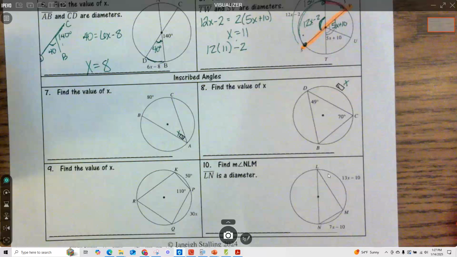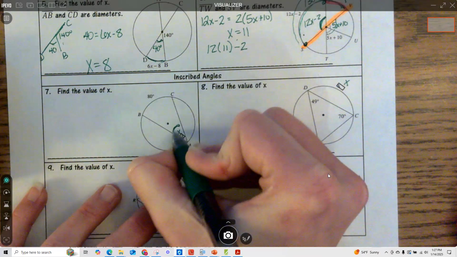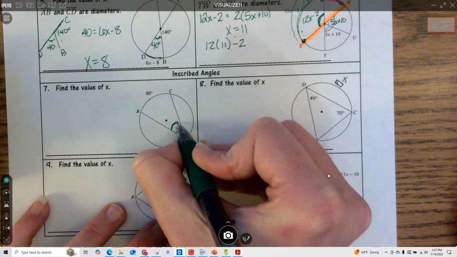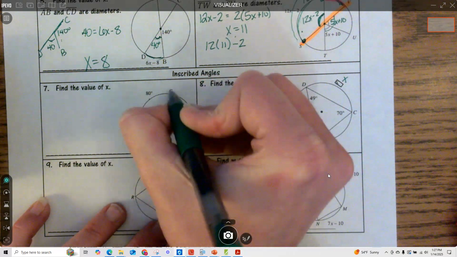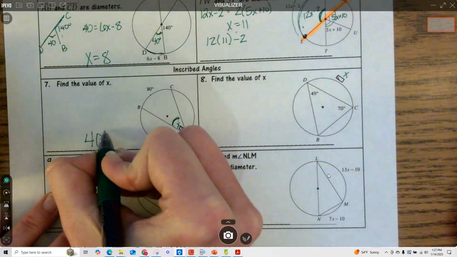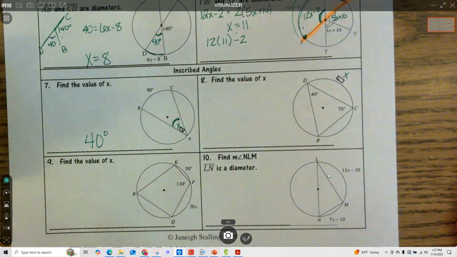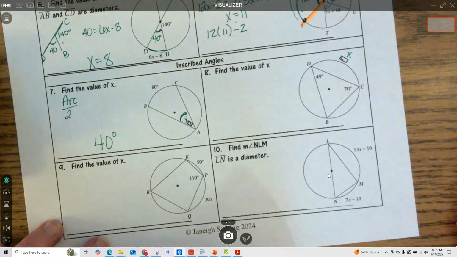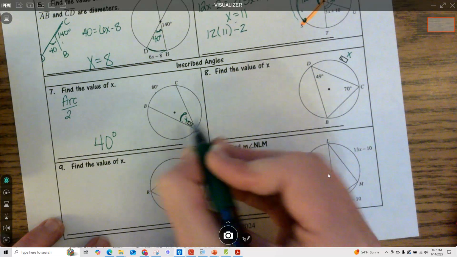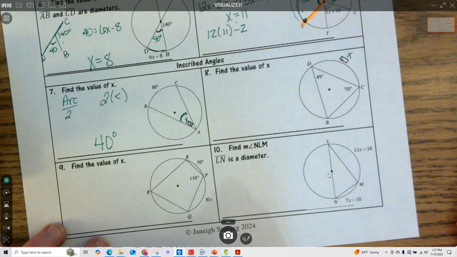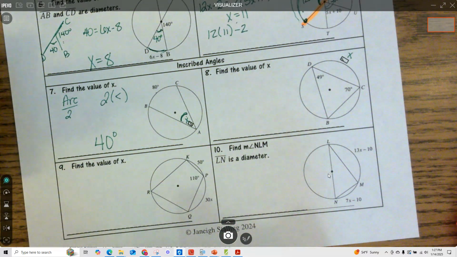Inscribed angles. So remember, the angle is half the measurement of the arc. So if I'm looking for this angle and the arc is 80 degrees, what's the angle going to measure? 40 degrees. Okay, the arc is bigger in this case. Take the arc and divide it by 2. If you know the angle measure, you multiply the angle by 2. Okay, that's the relationship there.